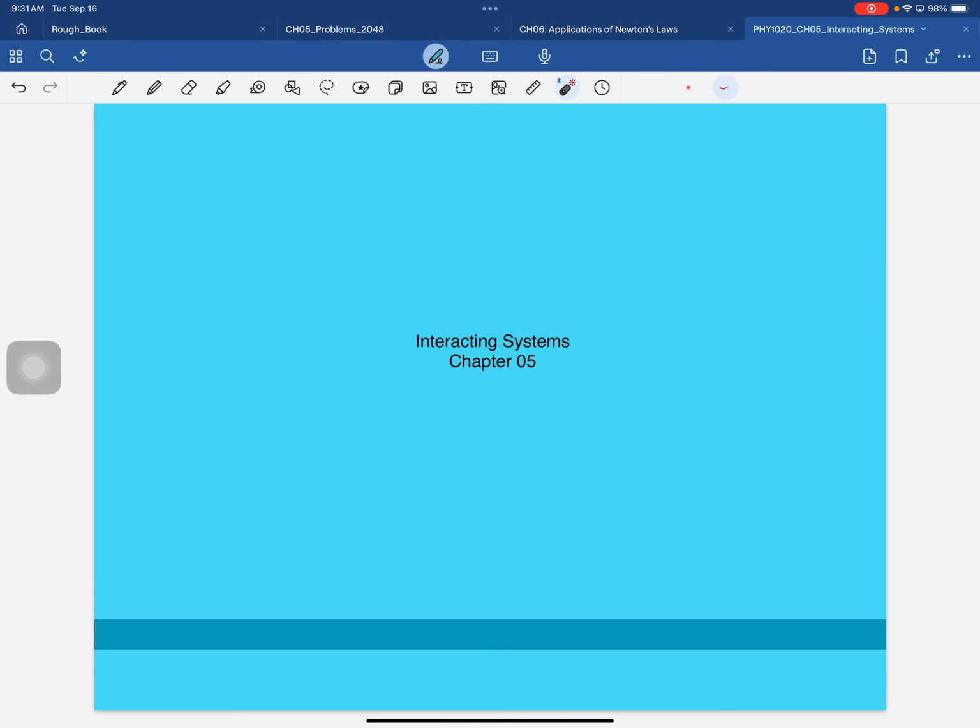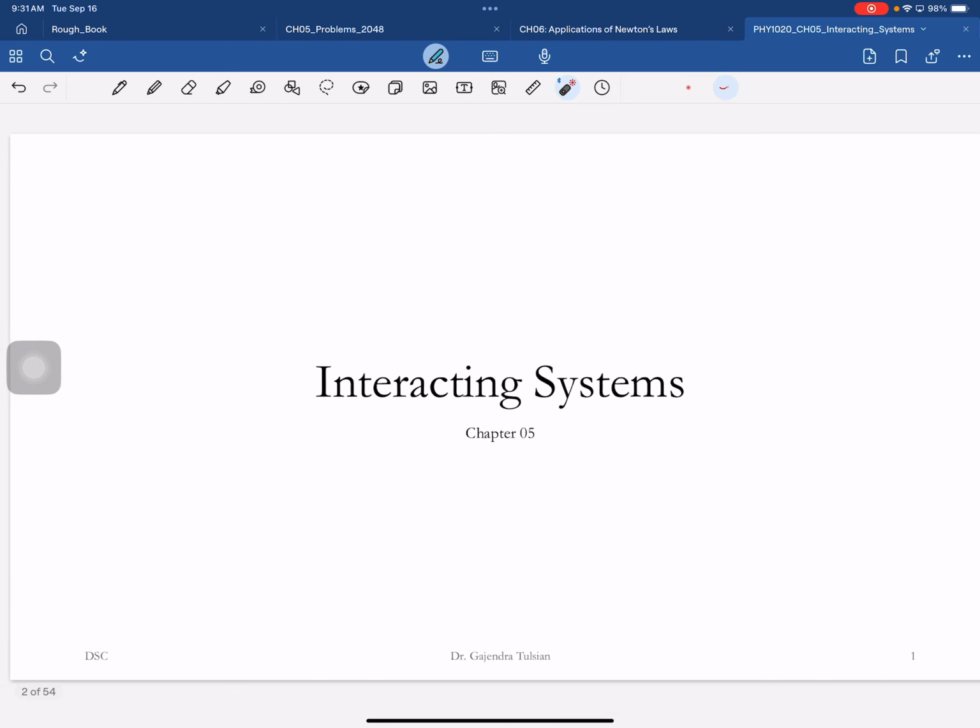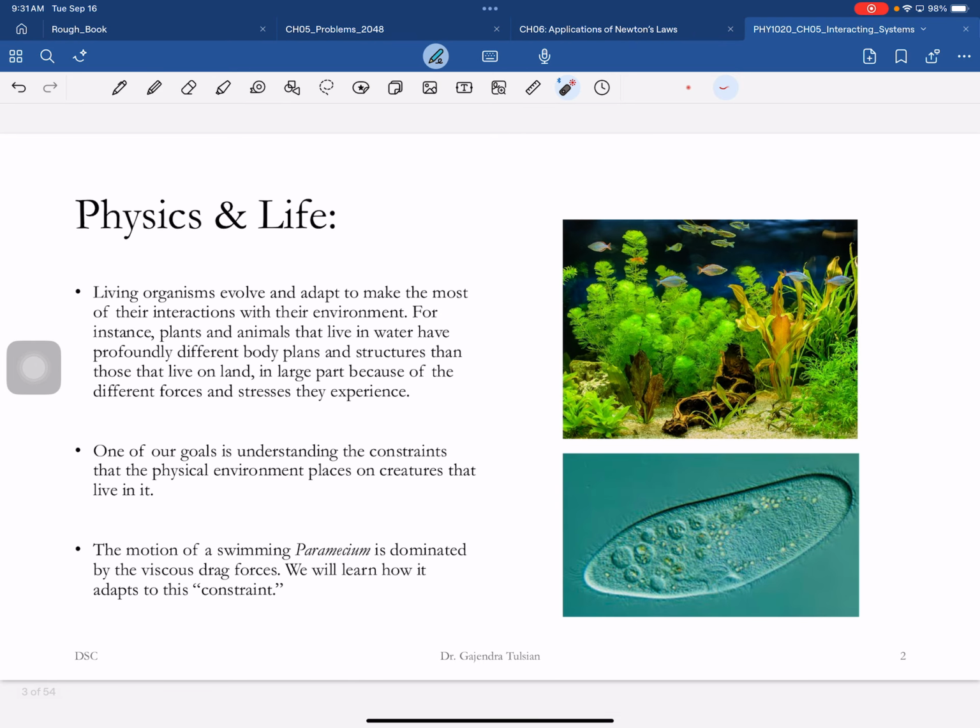Okay, so this chapter is about interacting systems. Generally, every system is interacting with its environment. You're interacting with the chair, which is preventing you from falling down and all that kind of stuff. So we adapt to our environment. Living organisms evolve and adapt to make the most of their interactions with their environment.